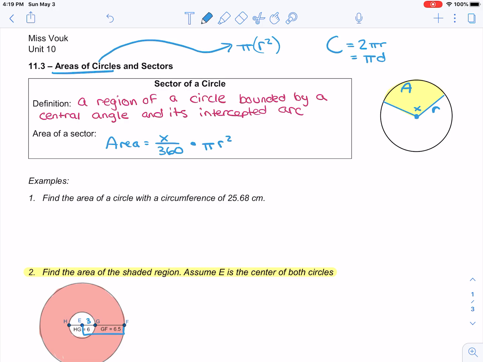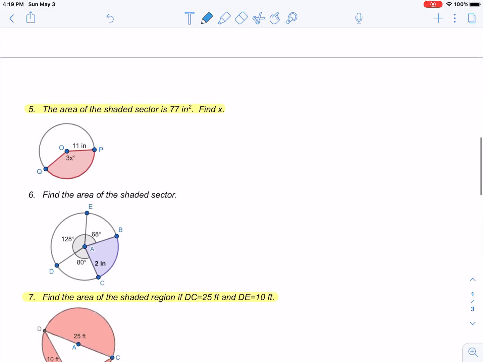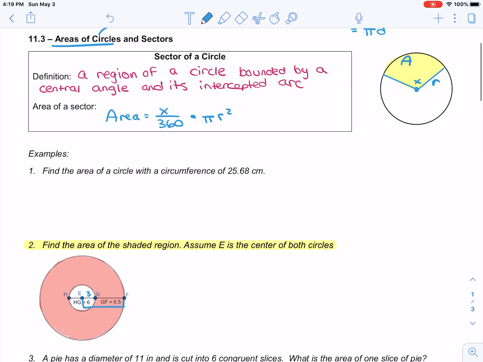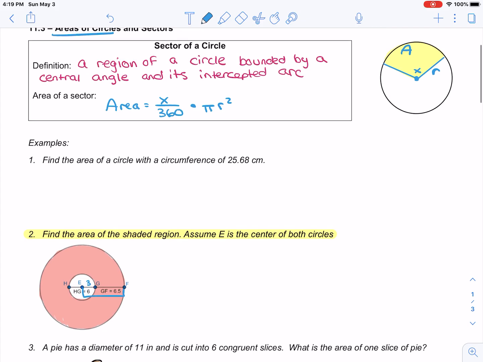Now, I'm going to do number 2, 5, and 7 with you guys in this video, and then the rest is going to be for you guys to figure out on your own. But if you have any questions on those, obviously feel free to send me a text or an email.